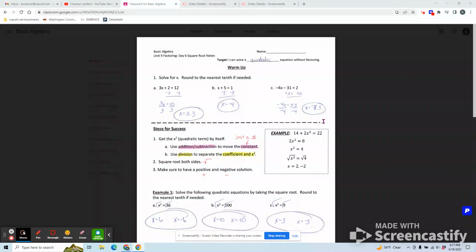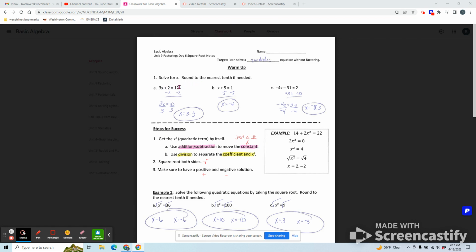Today we're going to solve a quadratic equation without factoring. So we're going to do that by taking the square root. So first we've got a warm up. I'm asking you to solve for x. So we're going to do some one to multi-step equation solving here.